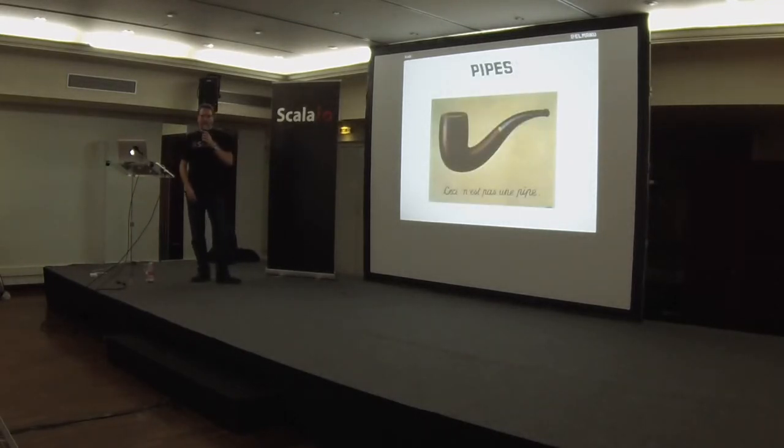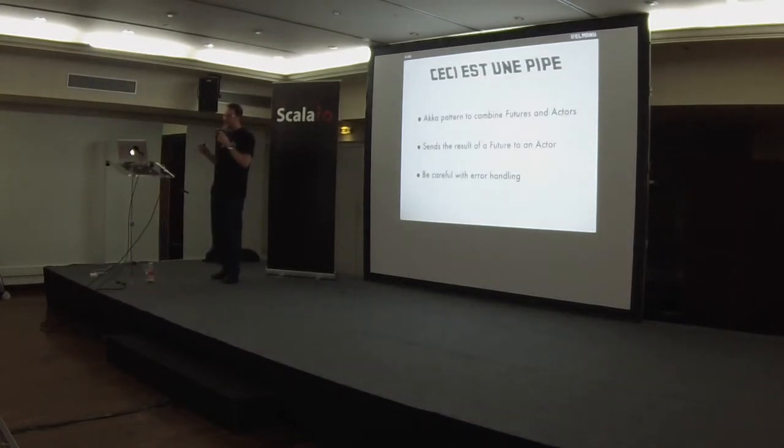So the next thing, and that's been quite useful to us during data migration, is pipes. A pipe is an Akka pattern, just like tell and ask, and it's useful to combine futures and actors. So what it does is quite simple. You plug it into a future that lives inside of an actor, or outside, and when that future has completed, the result will be sent to the actor you give it to.